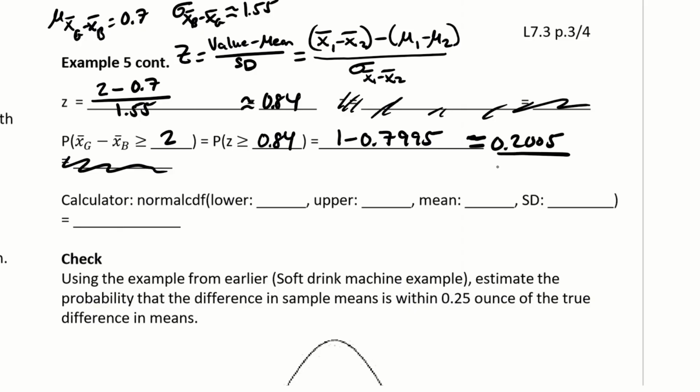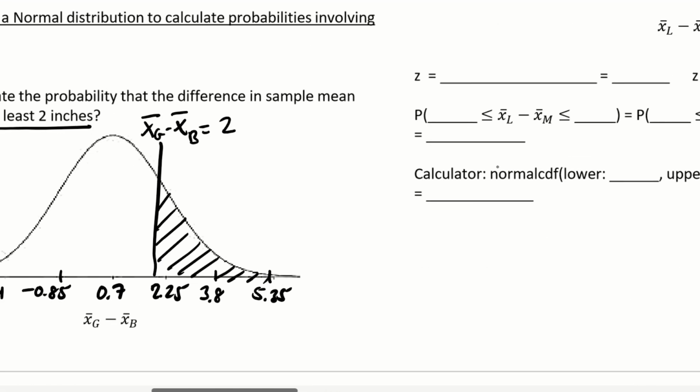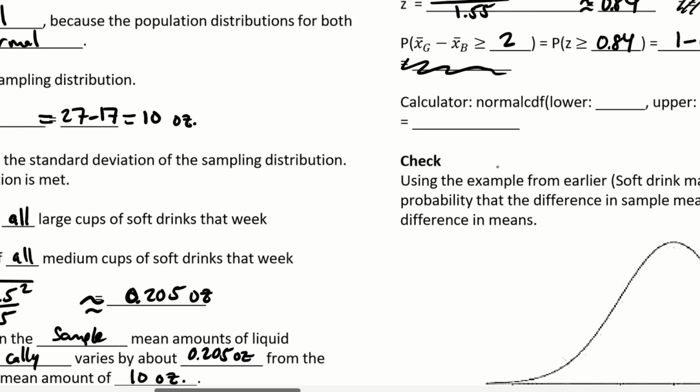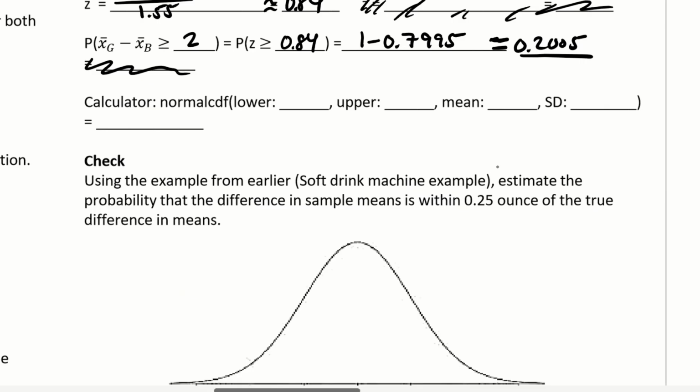If I use the calculator functionality, it's going to be 2 as the lower bound, then infinity, or a really big number for the upper bound, and then there's your mean and standard deviation. So we said 2, then a big number like 1,000, 0.7 for the mean, 1.55 for the standard deviation, and we get an area of 0.2008, very similar to 0.2005.